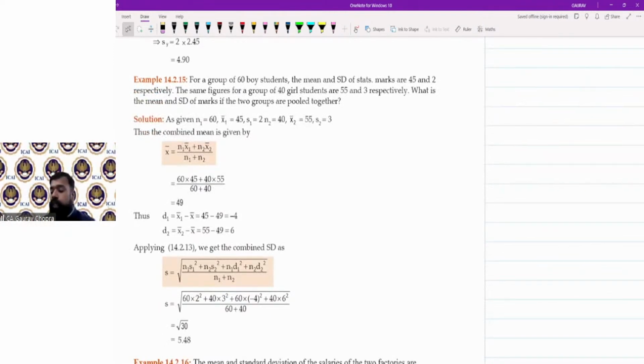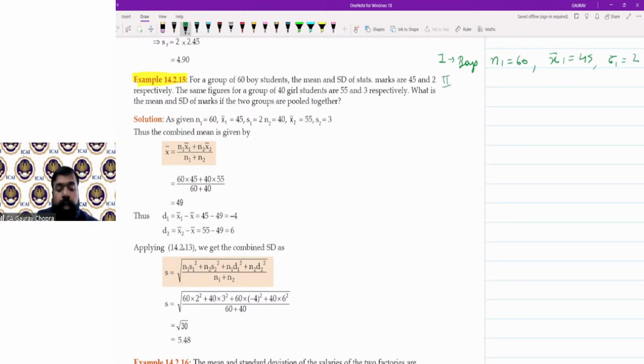So we can try the 15th example first. So in this 15th example, what is given? For a group of 60 boys, the mean and standard deviation of stats are 45 and 2 respectively. So let us write them in a proper way. So there are 60 boys. So we can write N1 is equal to 60. The first group denote boys. So N1 is 60. Then we require mean. Mean is given. So x bar 1 is 45. Then standard deviation, sigma 1, we can write it as 2.